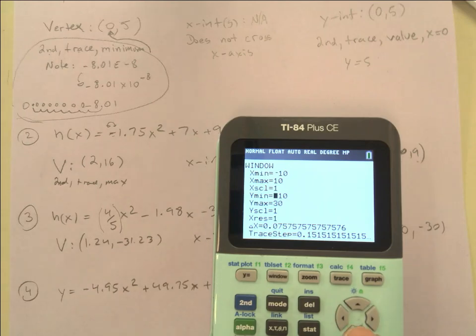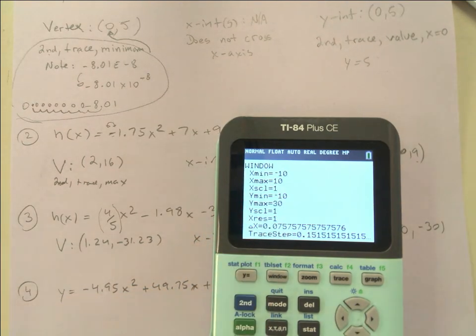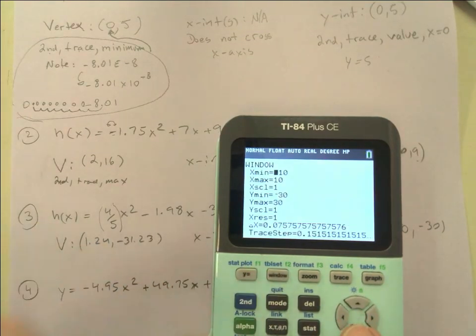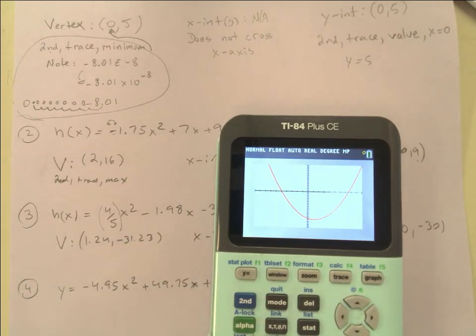Y min. This is a Y thing, right? If it's the top or the bottom, it's a Y issue. And in this case, it's specifically Y min. So I'm going to go negative 30. Oh, almost. Negative 40. Boom. That is a pretty good graph. I'm not going to complain. I'm not going to try zoom because it's all I need.